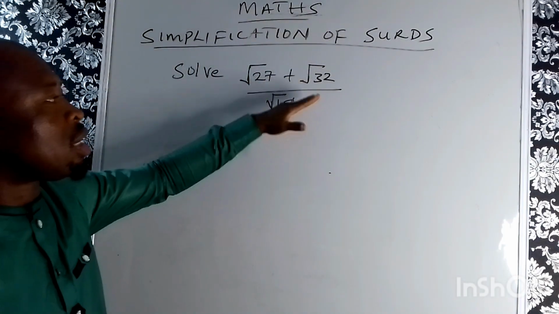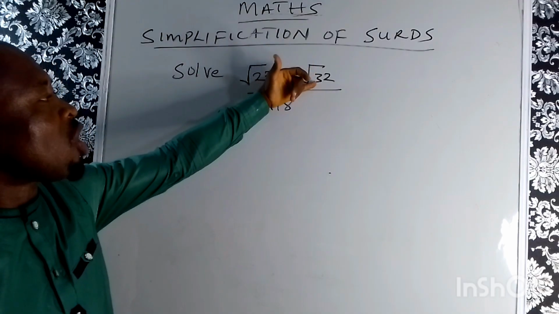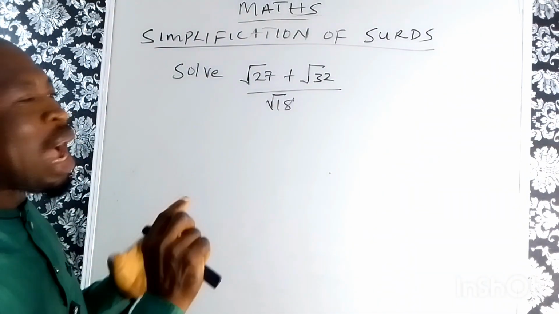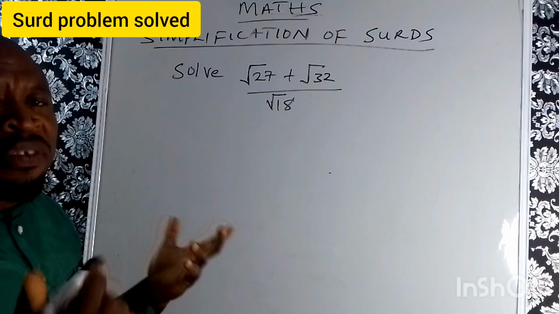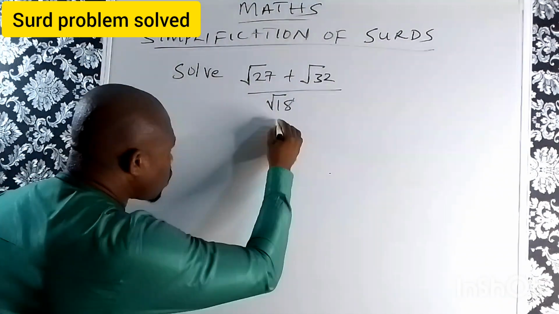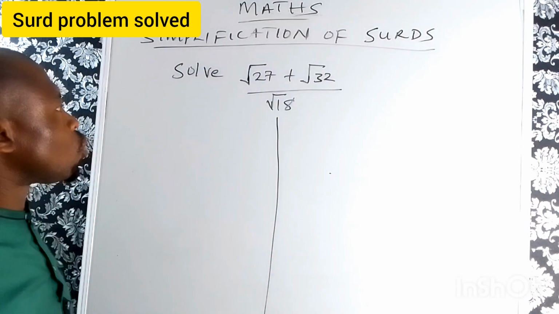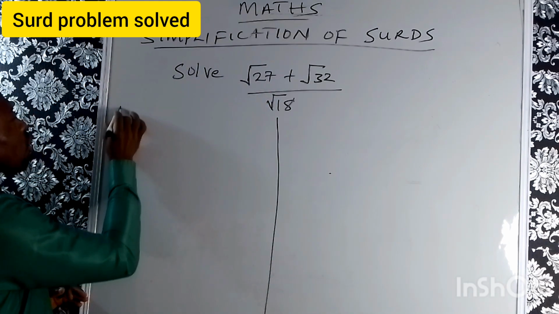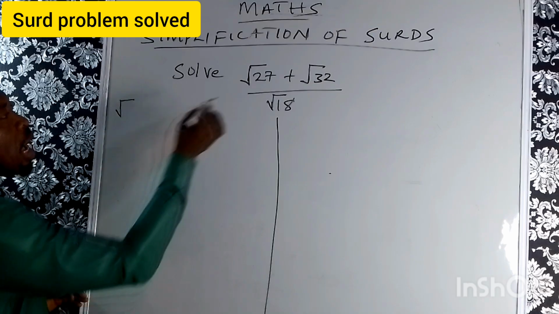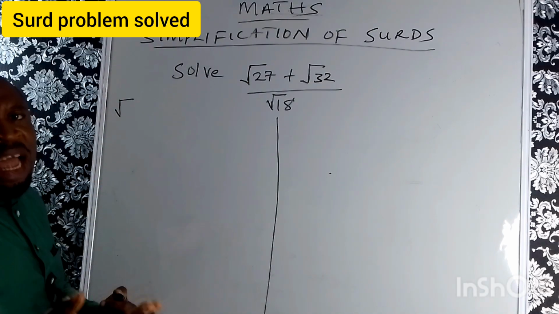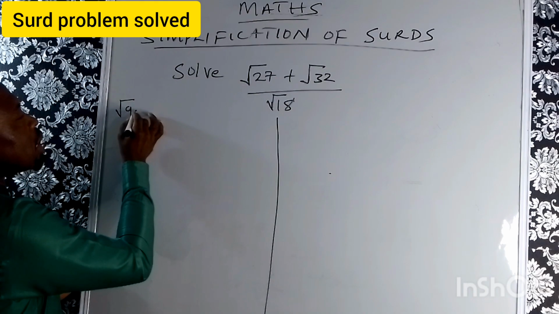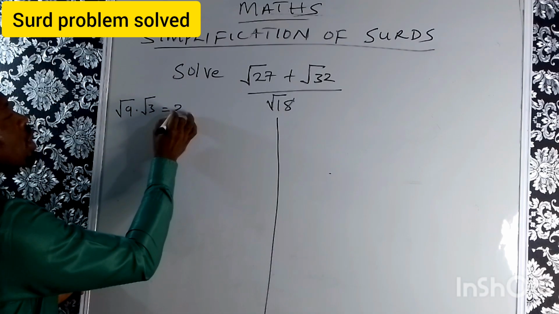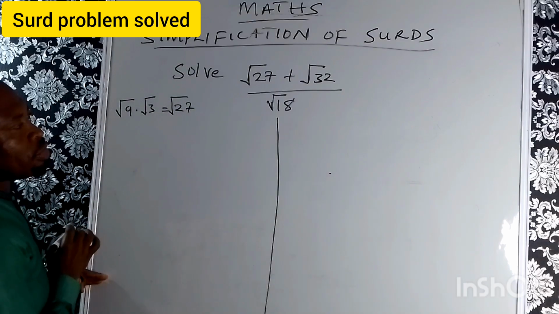Split each of these. Get the factors of this, get the factors of this, get the factors of this, such that one of these factors will be a rational number or a perfect square. To solve this, we will divide this into two. In order to solve this, what are the factors of 27? The factors of 27 are, of course, 9 times 3. That means the square root of 9 times the square root of 3 will give us the square root of 27.